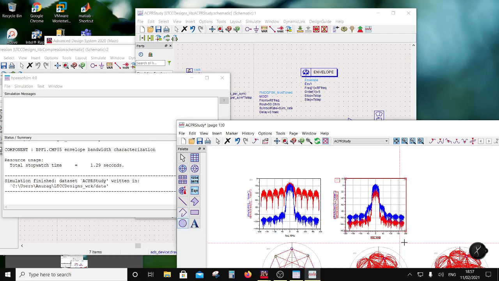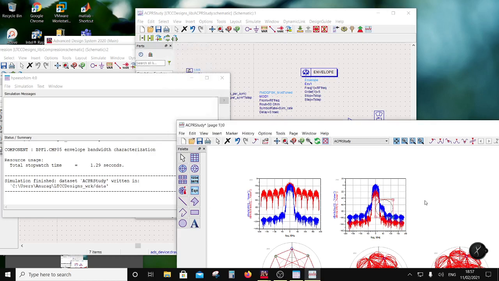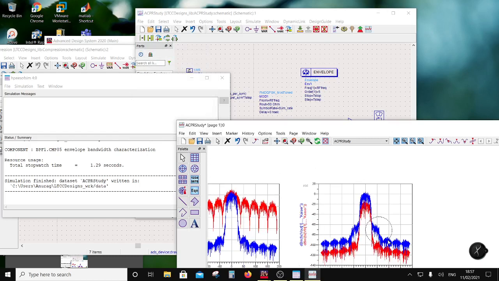So you can see that this portion on blue is a spectral regrowth. On both sides you see the spectral regrowth, right? And this is because of the non-linearity of the PA, right? So on both sides you are seeing spectral regrowth.